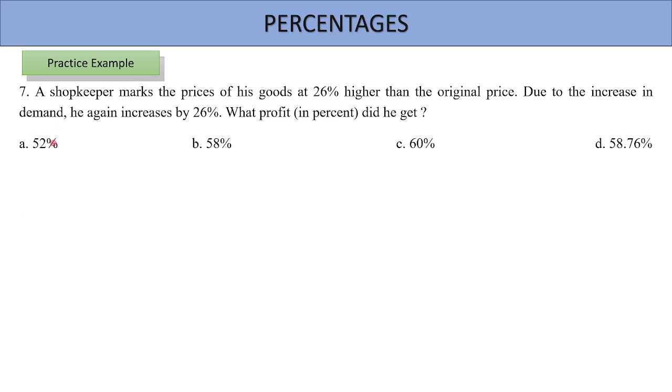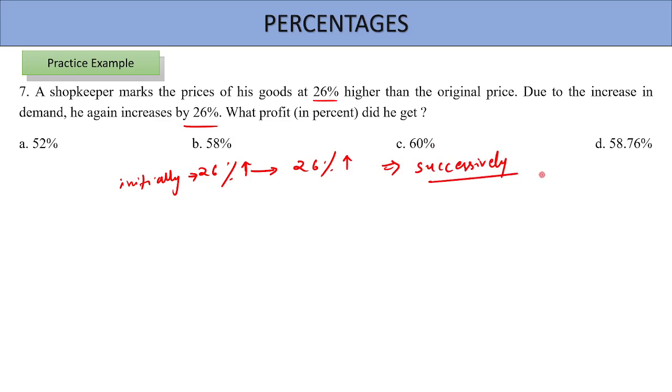A shopkeeper marks the price of his goods at 26% higher than the original price. Due to the increase in demand, he again increases by 26%. So initially he increased by 26%, and later on also he increased by 26%. So I can see that he is successively increasing his price. That means he is first increasing 26 percentage, and then also he is increasing 26 percentage. So it is a problem of successive percentage change.